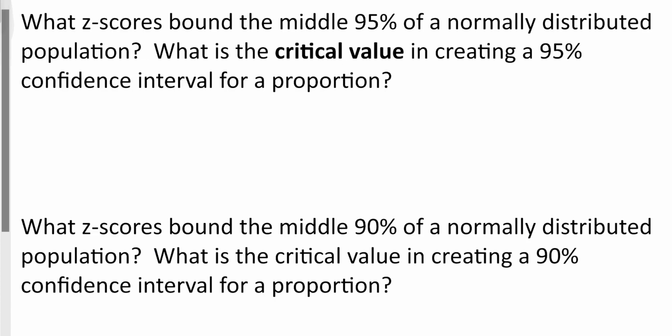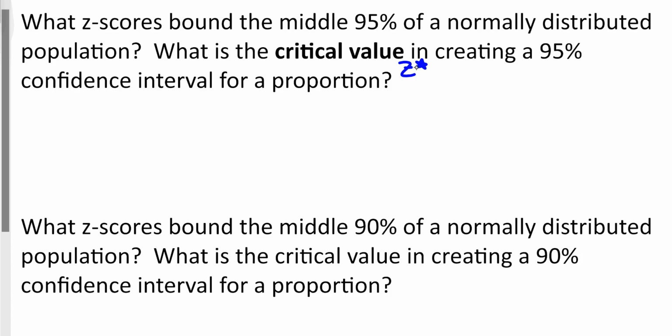So, what z-score bounds the middle 95% of a normally distributed population? And what is the critical value in creating a 95% confidence interval for a proportion? Those two things are actually going to go hand in hand. This term, critical value, is also known as z star. It's going to be a z-score, but it's going to be the positive or negative z-score that bounds that percent.